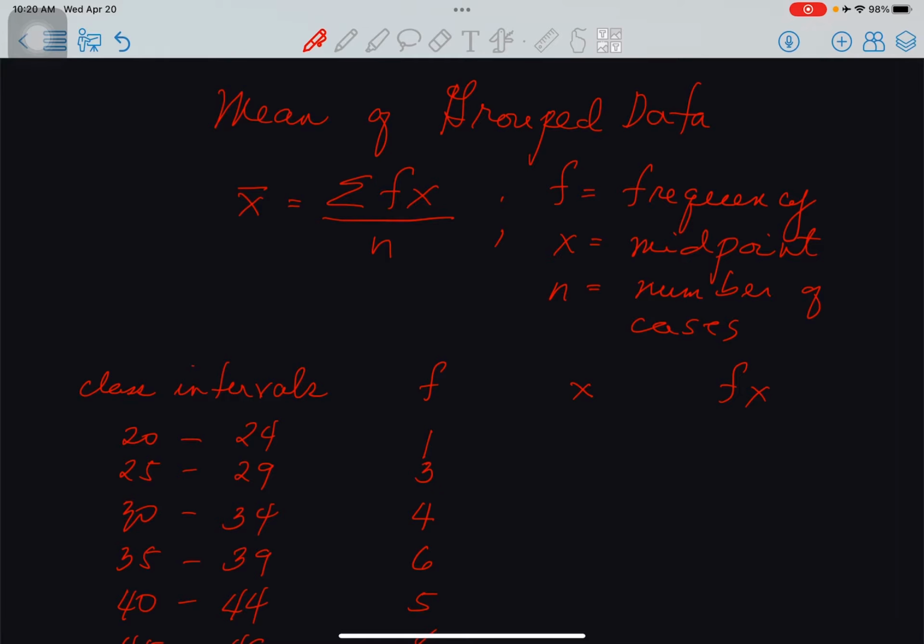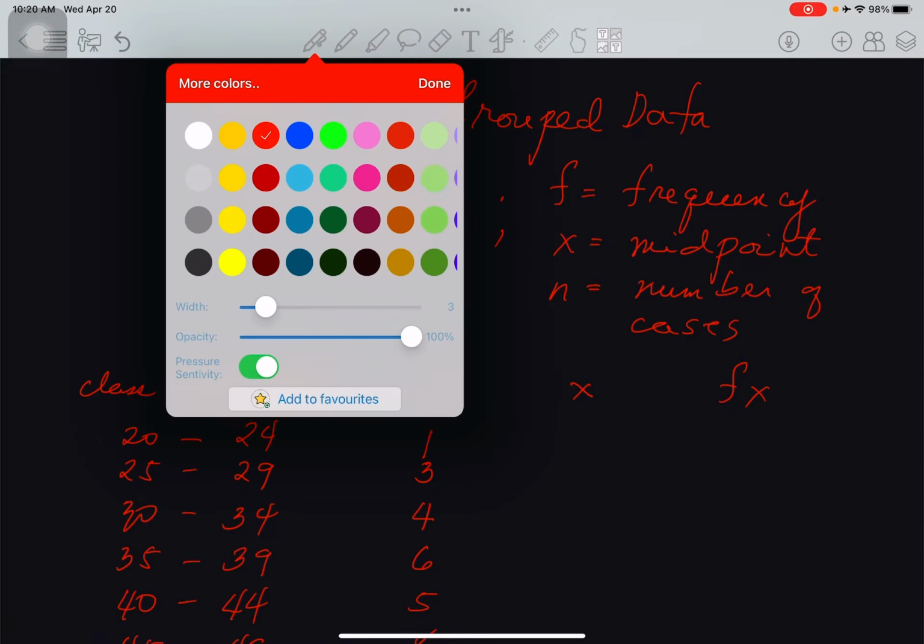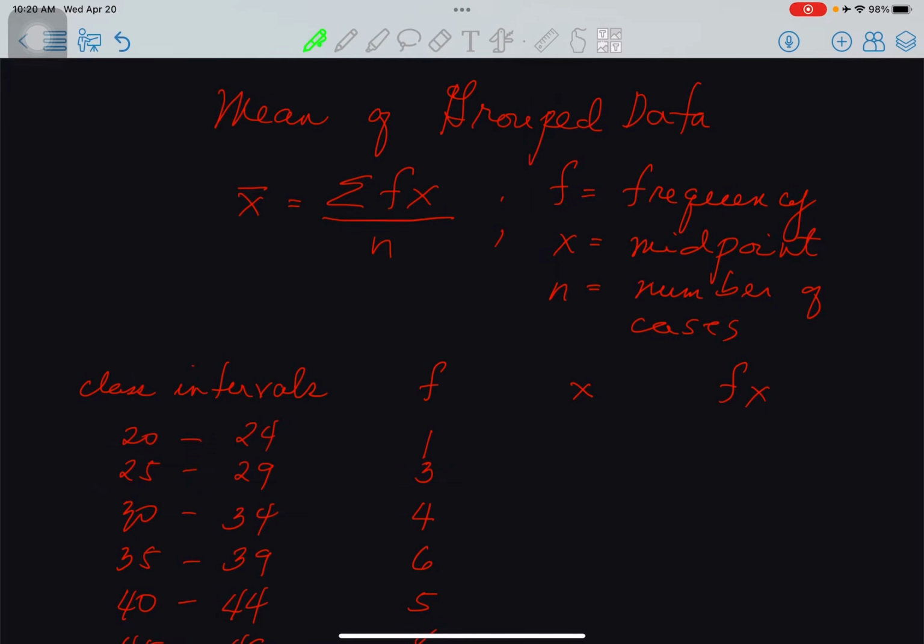We have here the formula. This is the formula for your mean. So we have your x bar equals the summation of the product of frequency and midpoint, then all over n, and n refers to your total number of scores or total number of cases or data which are present in a given frequency table or within a frequency distribution.